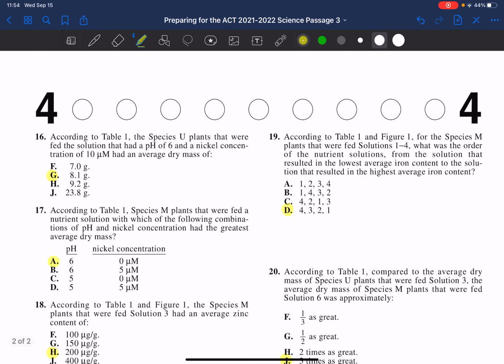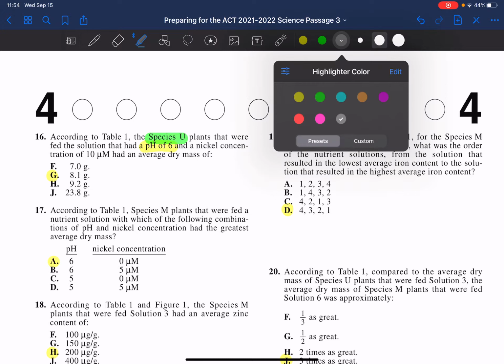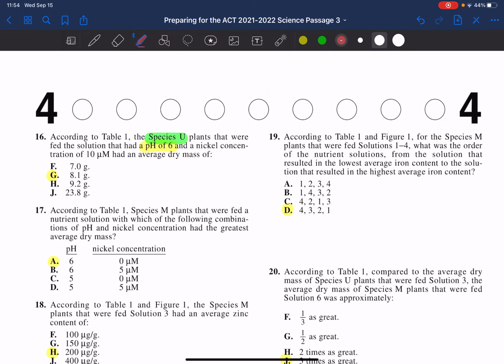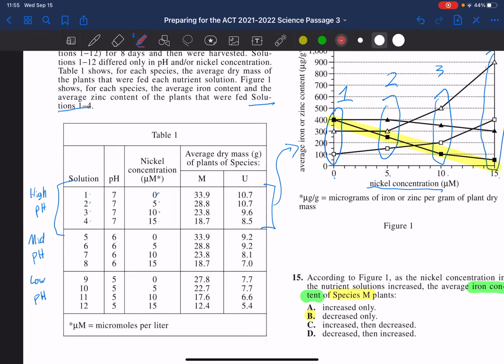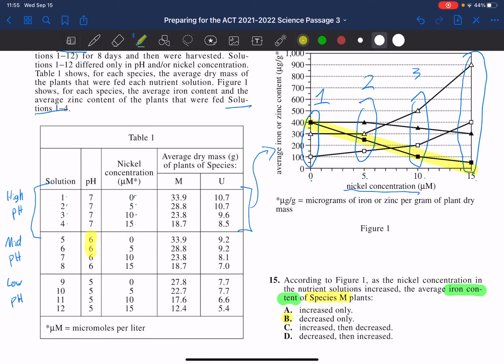So number 16, according to table 1, the species U, so let's highlight that, plants that were fed a solution that had a pH of 6 and a nickel concentration of 10 micromolar. Okay, had an average dry mass of, all right, so let's go back to the table. All right, pH of 6, so that's these right here. Then it said a nickel concentration of 10.